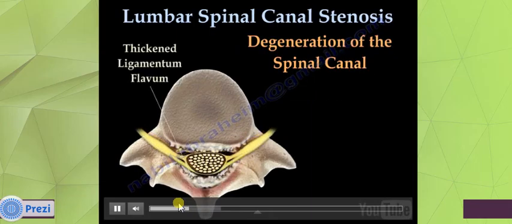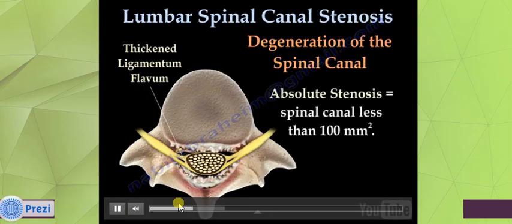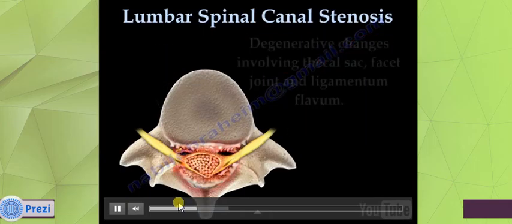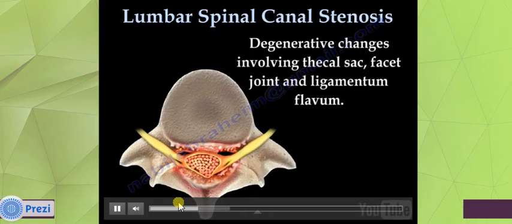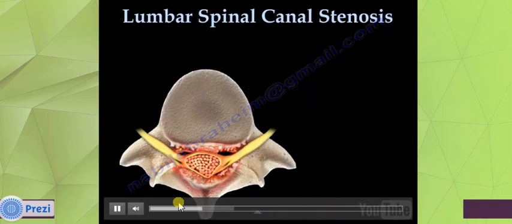Degeneration of the spinal canal and thickened ligamentum flava will cause stenosis. Absolute stenosis is when the spinal canal is less than 100. Degenerative changes involving the thecal sac, the facet, and the ligamentum flavum will cause central stenosis.